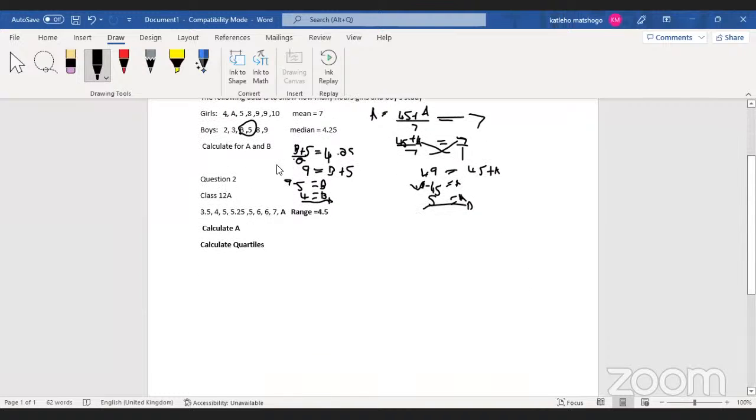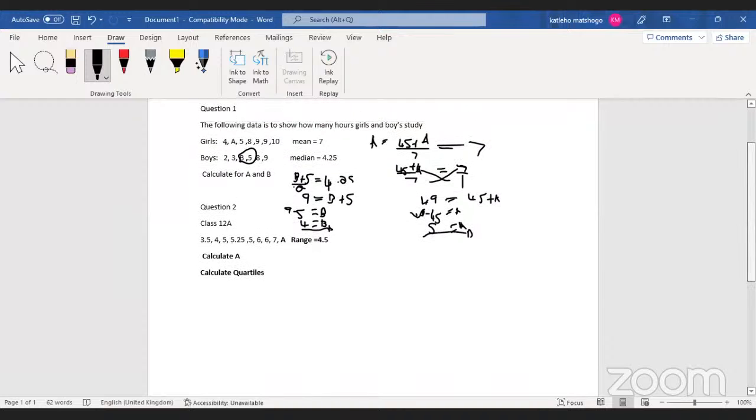So we move on now to question 2. Do you have any questions? No. Okay, so in question 2, what we are given here is the range. You understand? So now all I want you to do is calculate the A for me. Are you able to use my screen? You can use my screen. Let's see how you calculate it.